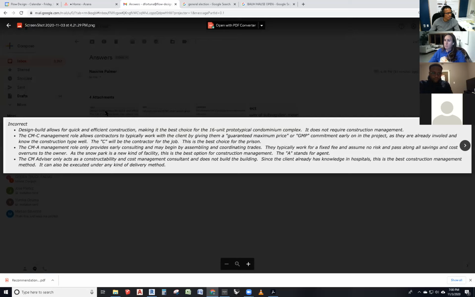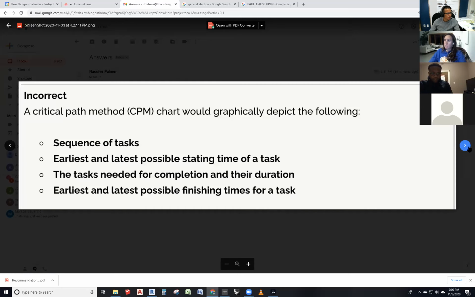Is this the first one? Sequence of tasks, early and latest. The task needed for completion, early and latest. Yeah, so we're good, right? You're muted.